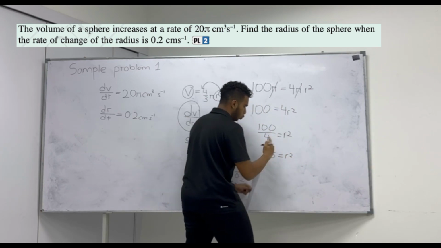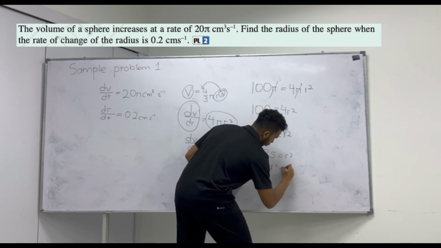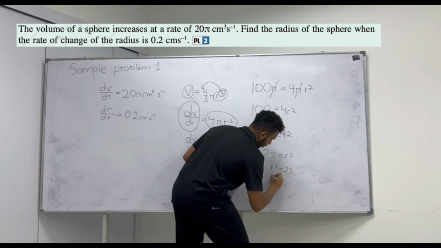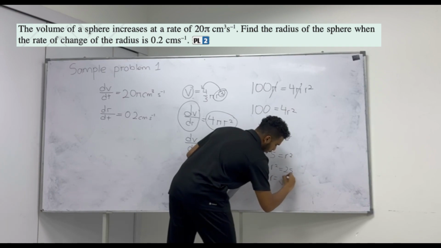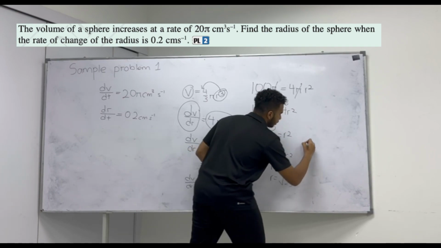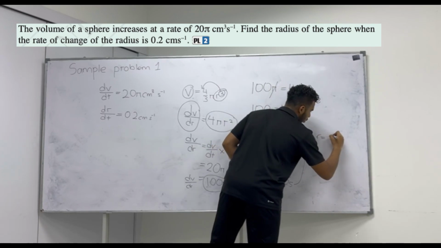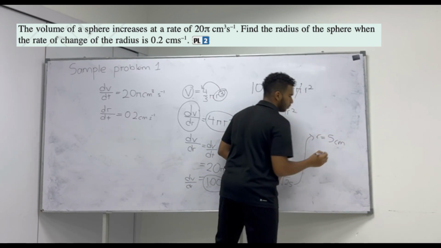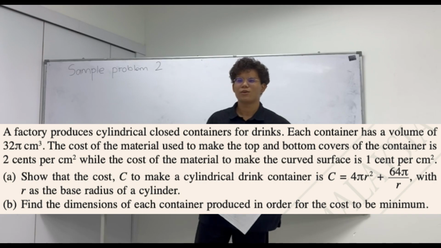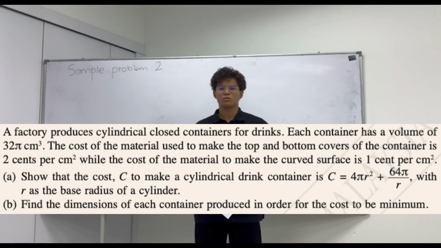So just twist it: r squared equals 25, and I bring the power of 2 over, it becomes the square root of 25, and then it goes down. So r equals 5 cm. Thank you. Alright, so now we have sample problem 2.